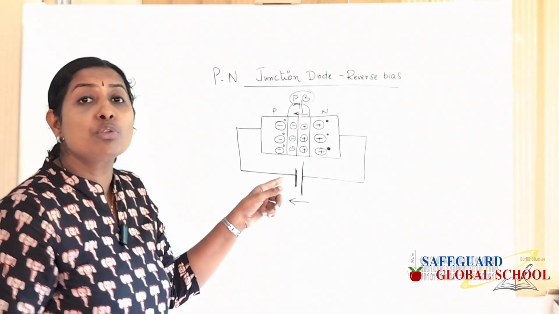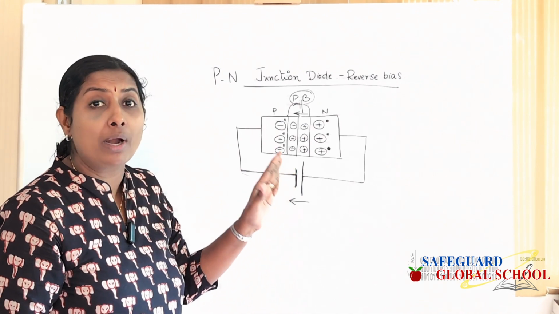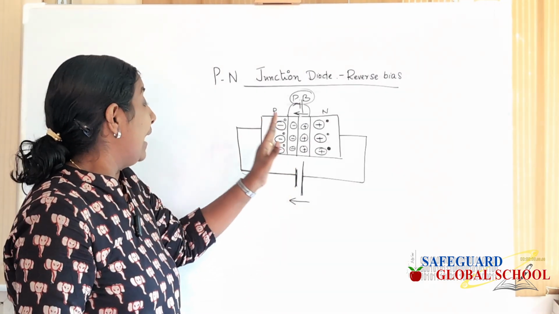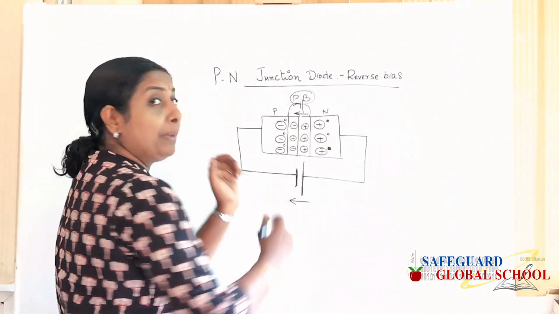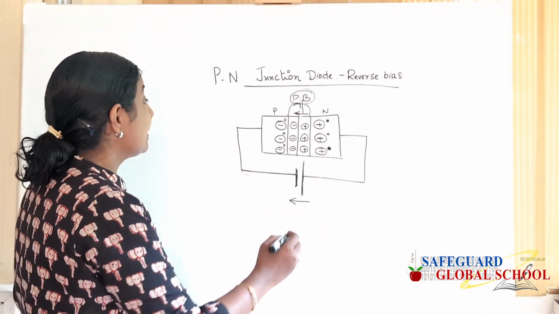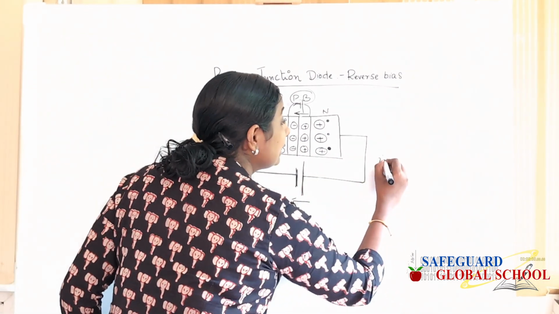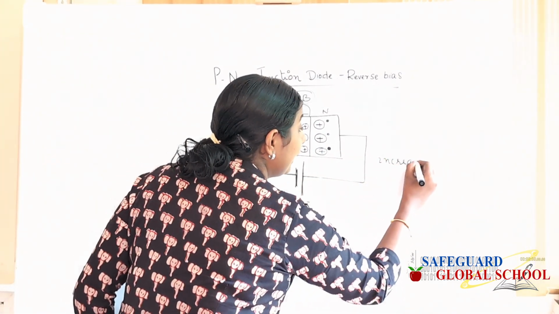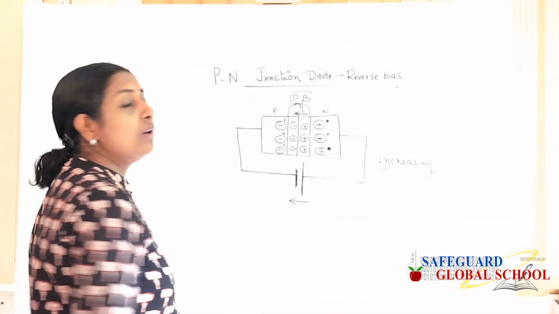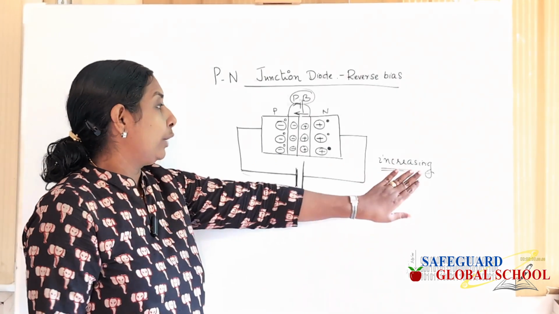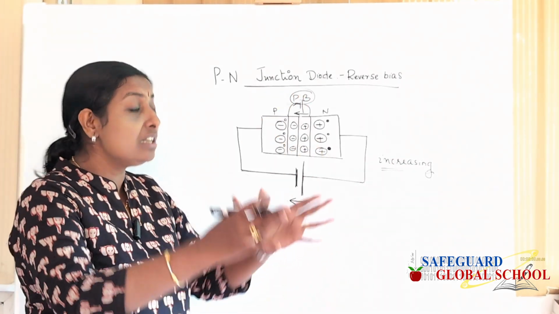So what happens to the width of the depletion layer here? You just understand what happens to the depletion layer here. As they are moving farther from the depletion layer, the width of the depletion layer increases, isn't it, children? It is increasing. So what happens to the width of the depletion layer when a diode is reverse biased? When a diode is reverse biased, the width of the depletion region increases.